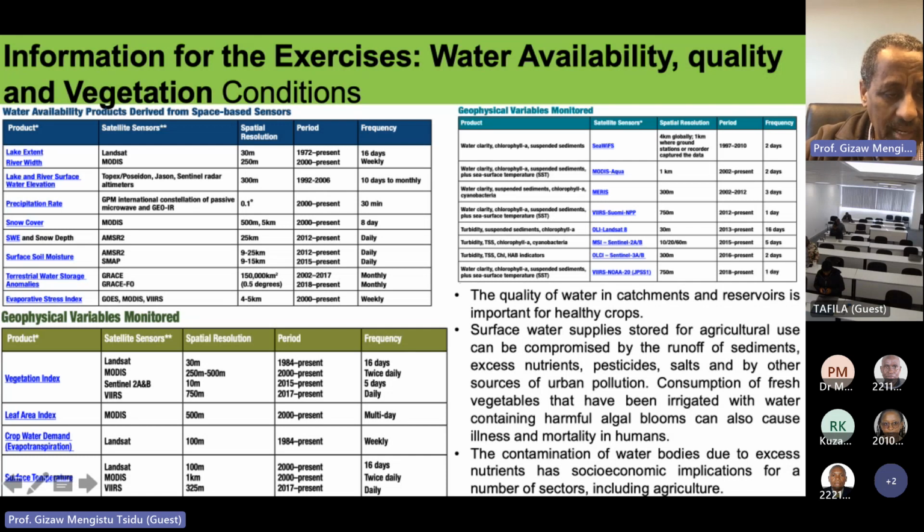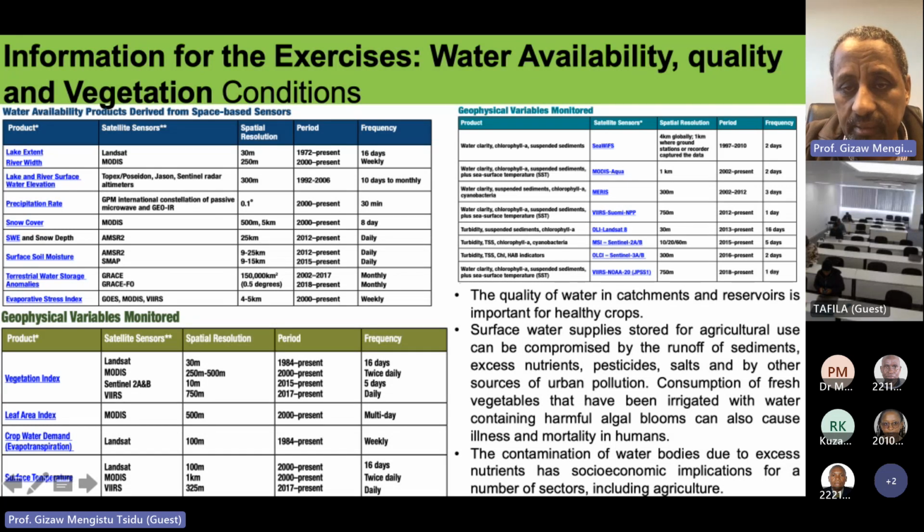You can also look at other geophysical variables such as vegetation index, crop water demand, evaporation, surface temperature, and you can see the spatial resolution, the period, the frequency. Of course, as I said, this talk is recorded. You can come back again and look at them.